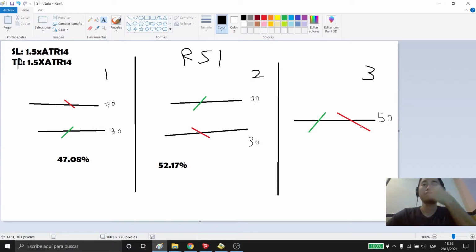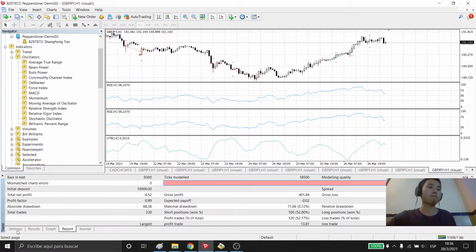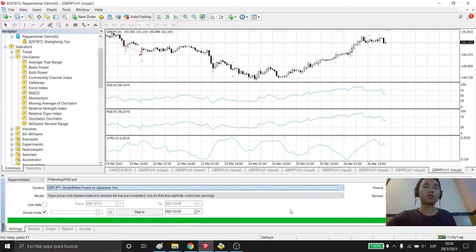Nice. And the third type of use of RSI that people use: when we close above the 50 level, we buy, and if we close below the 50 level, we sell. And let's backtest this also.